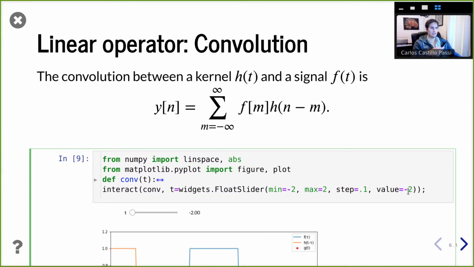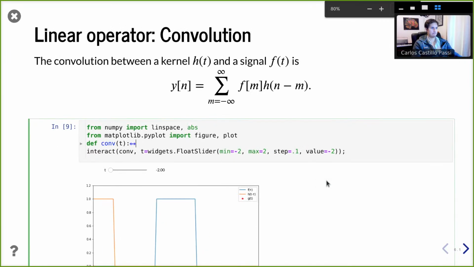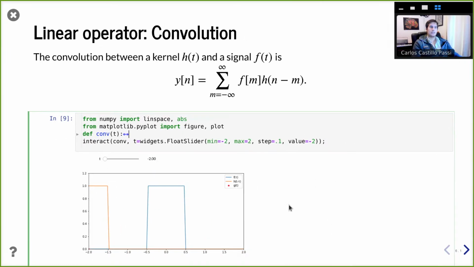Okay, last thing I wanted to show is an example of a linear operator. Okay, so this is a linear operator that is called the convolution between two signals. Here I'm just defining it as an operation between an input f and a predetermined filter or kernel. That's the way these h are called, to get a signal y.